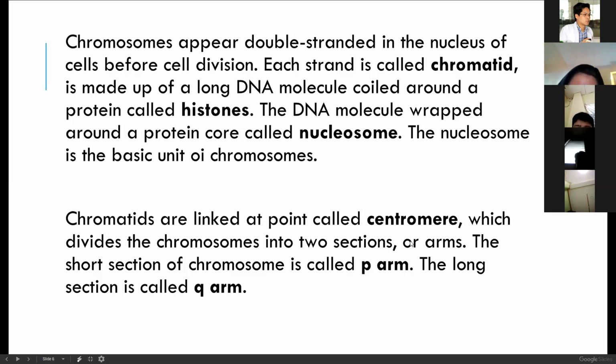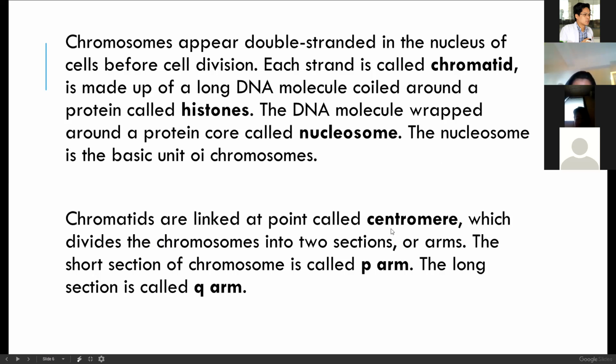Chromosomes appear double stranded in the nucleus of the cell before cell division. Each strand in the chromosome is called a chromatid, or sister chromatid. It's made up of a long DNA coiled around a protein called histones. Histones hold the entire chromatid. The DNA molecule wraps around the protein core called nucleosome.